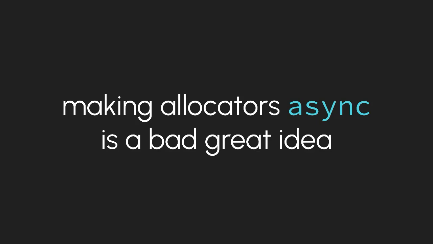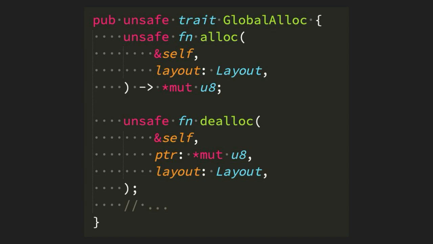So I'm going to talk about something I talk about a lot with a friend of mine, Eliza. This is one of those ideas that's so close to being good, but all the real world realities of it make it obnoxious to use. My pitch today is that making allocators async is a bad, great idea. Not a great, bad idea, but a bad, great idea, in that it is a great idea, but it is practically bad.